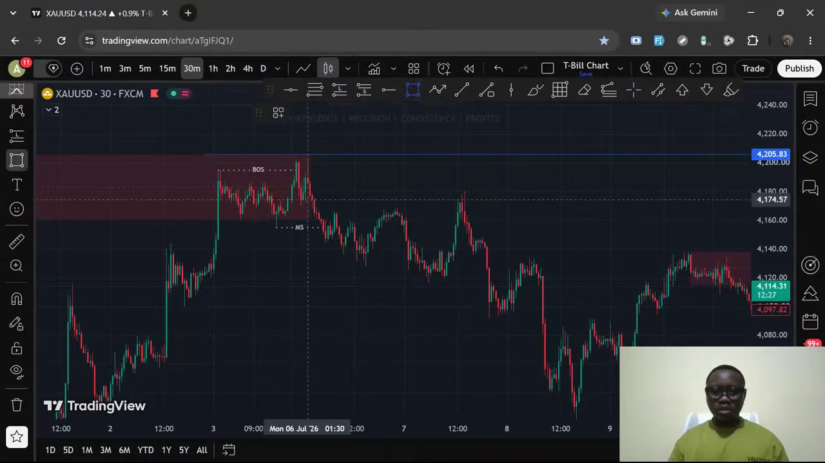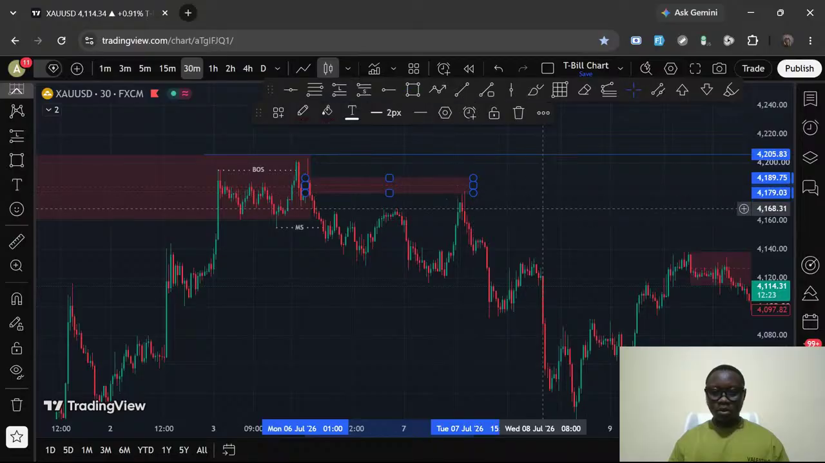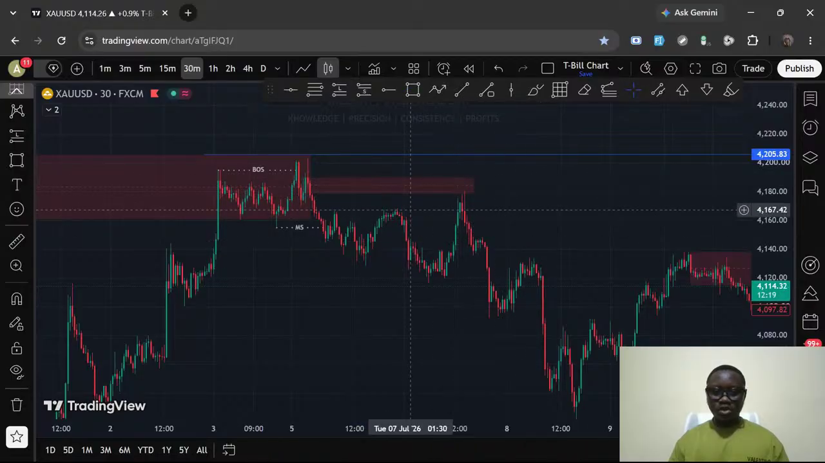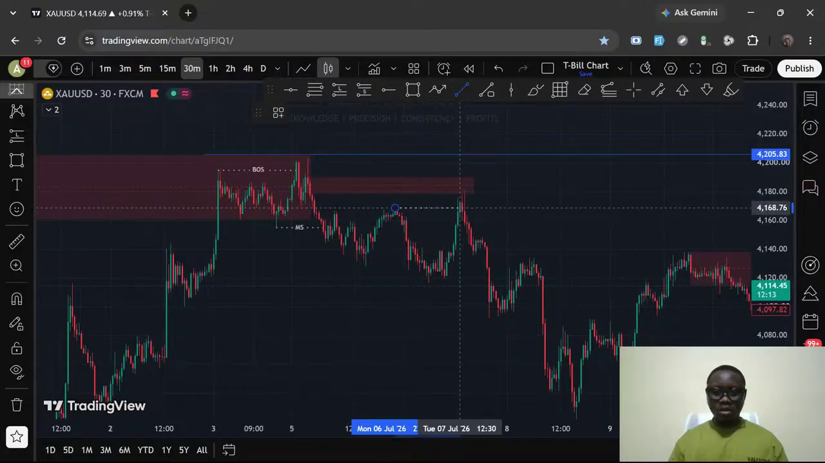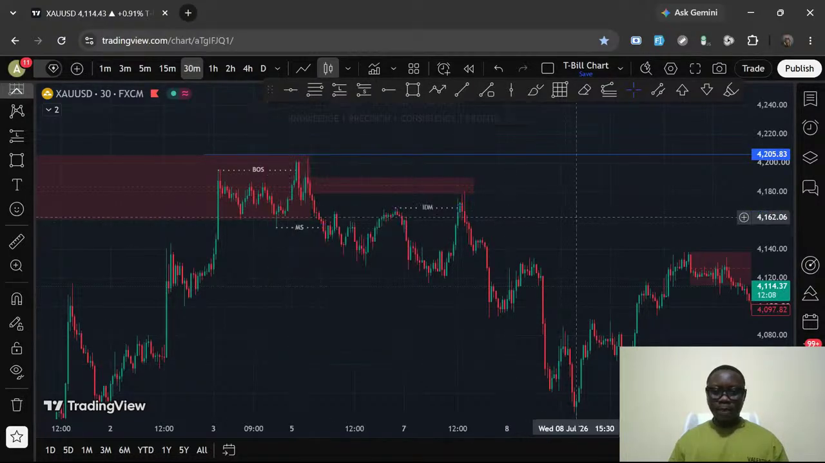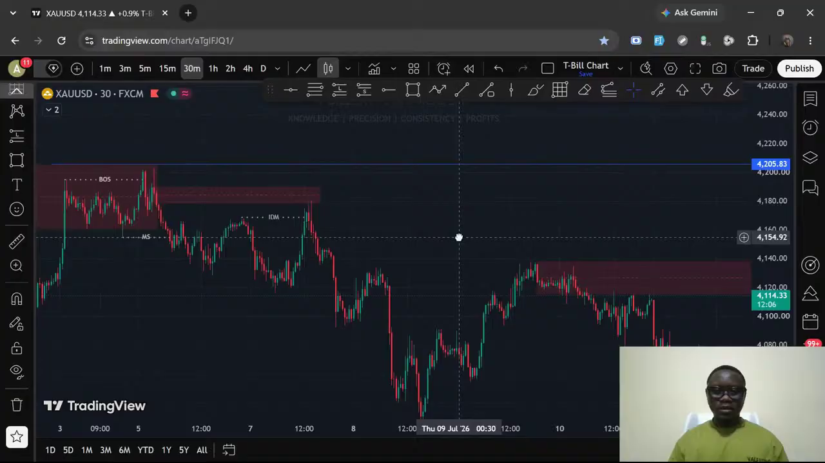Price tapped into this order block right here and gave this bearish move to the downside. This is our inducement, IDM.